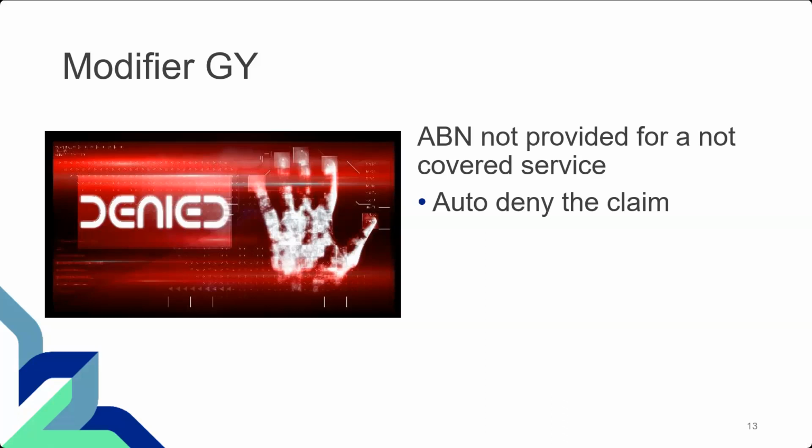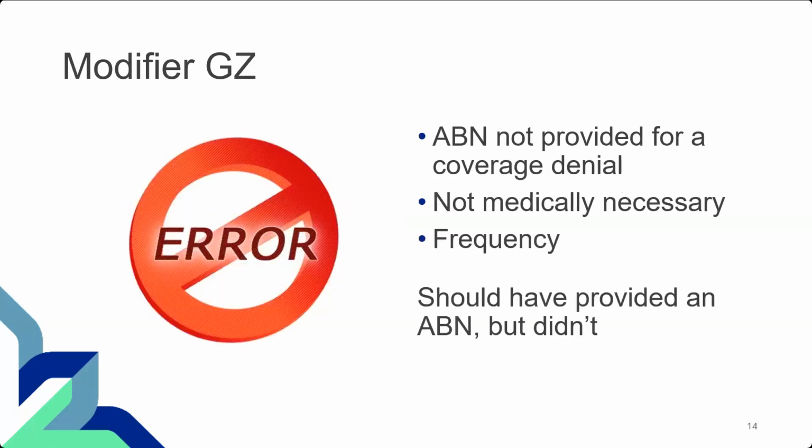Next modifier is a GZ modifier. This modifier is an informational only modifier. It is used when you did not provide an ABN for a not medically necessary service. So remember, I gave you an ABN. I told the patient it's going to be their responsibility because whatever the reason is, it's not covered for your condition today. It's outside the Medicare frequency parameters. It's not a proven and tested item. It's experimental use for this condition, whatever the situation is.